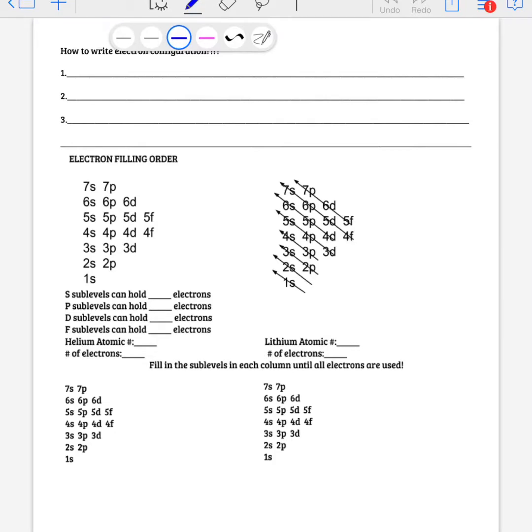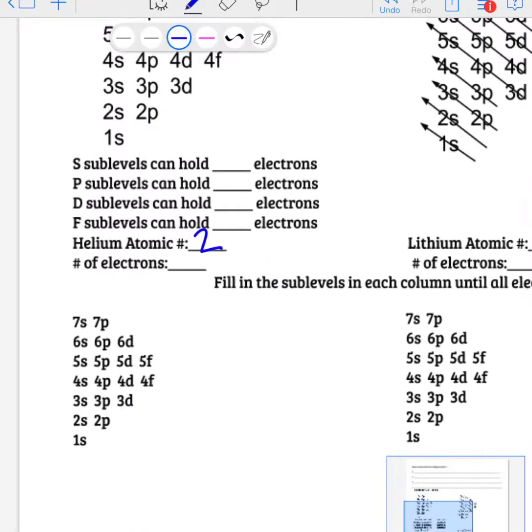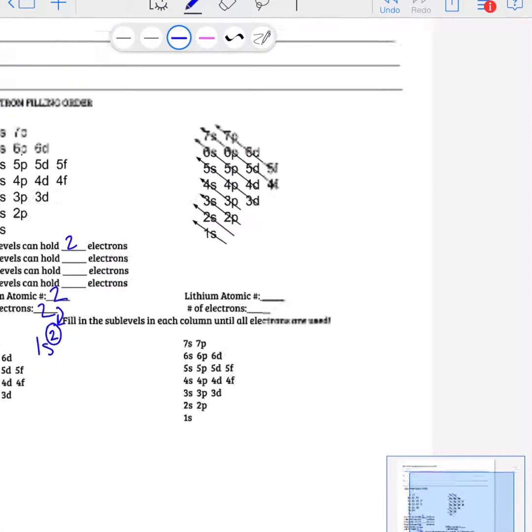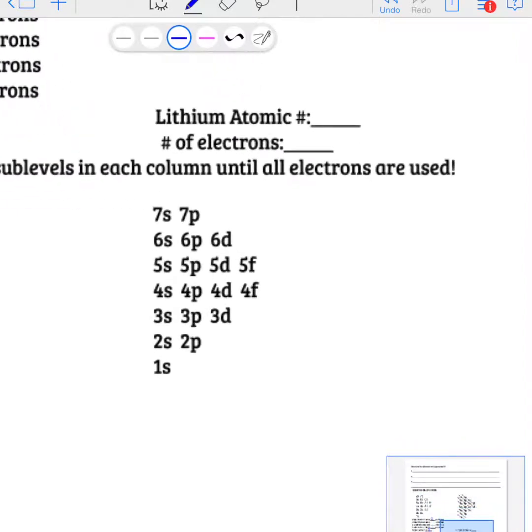Helium is what we're gonna start with, okay? Helium's atomic number is 2. That's just the 2 on the periodic table. That means it has 2 total electrons. So I'm gonna follow my little arrows. I'm going to start with 1s, so you just write 1s. And we just said the s sublevel can hold 2 electrons, so we're going to put a little 2 up there. This tells me that I have 2 total electrons. So that's all I have to do for helium.